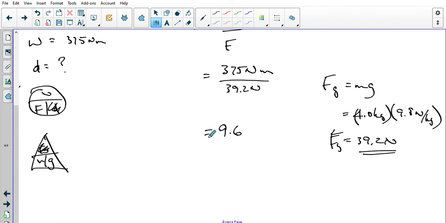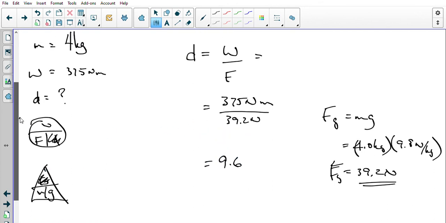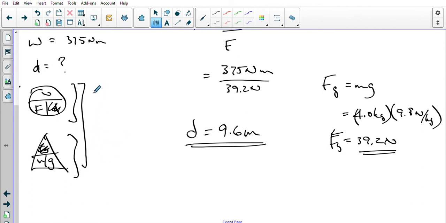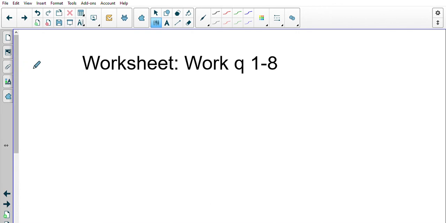9.6 what? Well, what were we looking for? We were looking for the distance. And so this was raised 9.6 meters. That's how far we had to raise it. So you can see that we can have questions that deal just with work or just with force of gravity, or questions that deal with both of them. And they're not hard. You just follow the pattern. Look for the information that you're given.